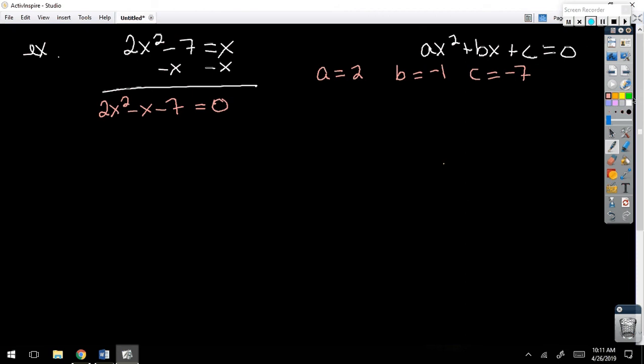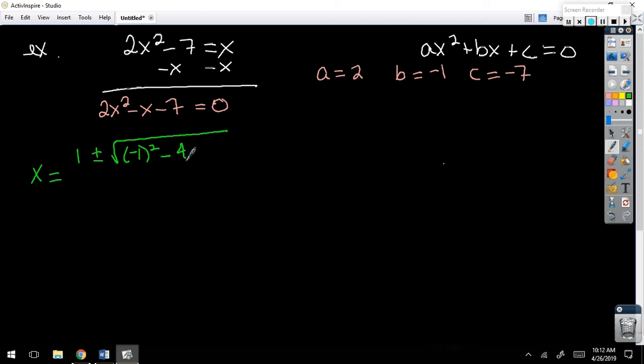All right. X equals opposite B. So B is already -1 here. So what should it be? +1 plus or minus the square root of. I'm going to put this one in parentheses when I square it. It's just the formula. B squared... 4. That is correct.